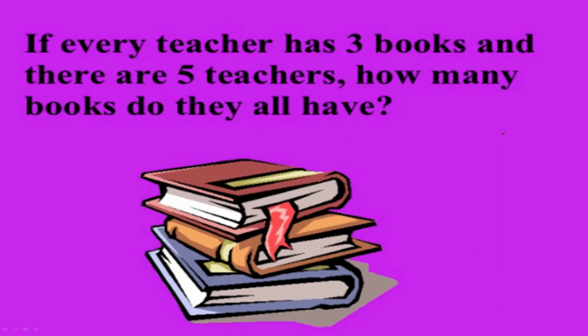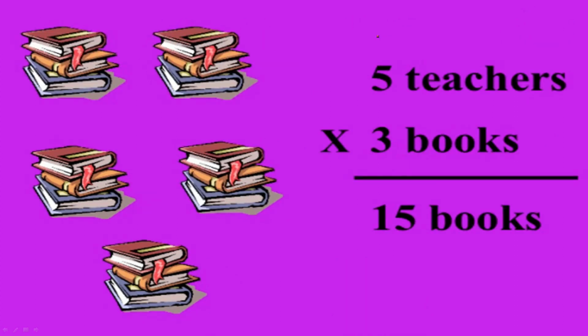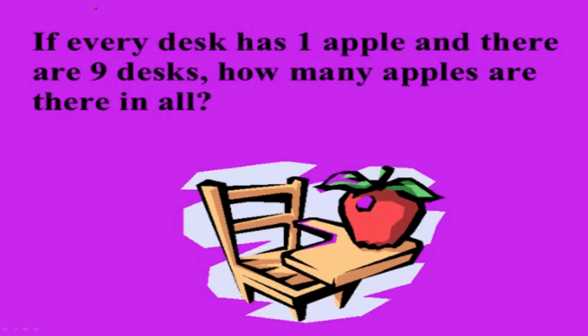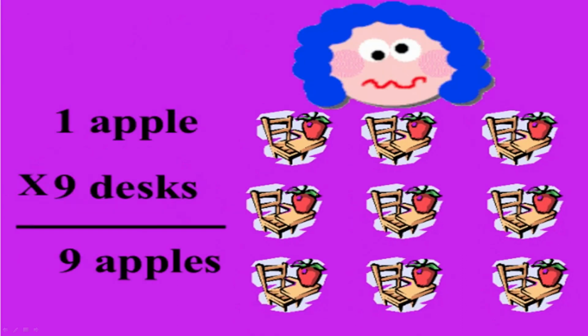If every teacher has 3 books and there are 5 teachers, how many books do they have in all? Can you think of a multiplication problem? Each one has 3 books and there are 5 teachers, so 5 3s are 15 books. Now if every desk has 1 apple and there are 9 desks, how many apples are there in all? Just multiply. Can you think of a multiplication problem that shows this? Yes, 1 apple multiplied by 9 desks is equal to 9 apples.